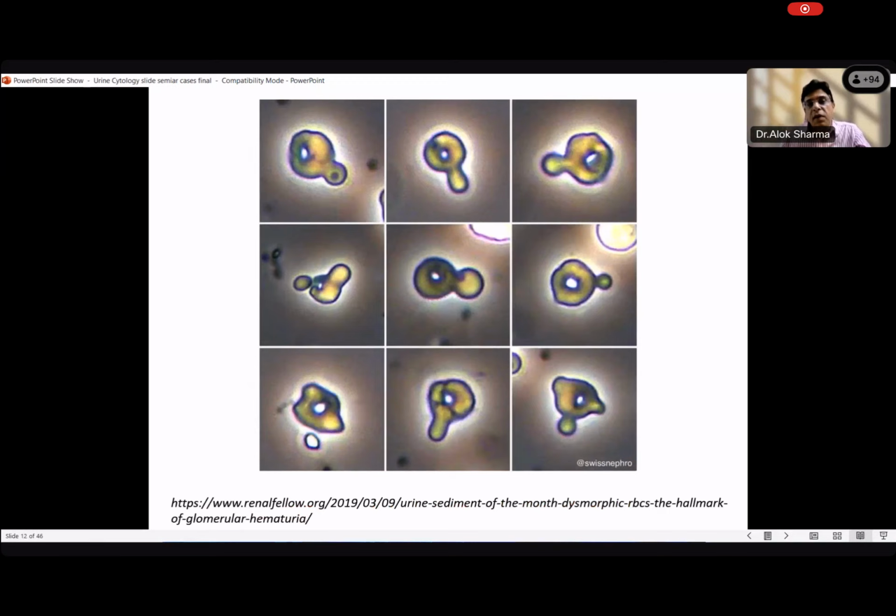These are the dysmorphic RBCs, where you can see a dog's ear appearance of various types of small tabs which protrude from the RBC membranes because of the variations in weakness in the GBM membrane. So this is a dysmorphism which you should be looking for in your urinary sediments.